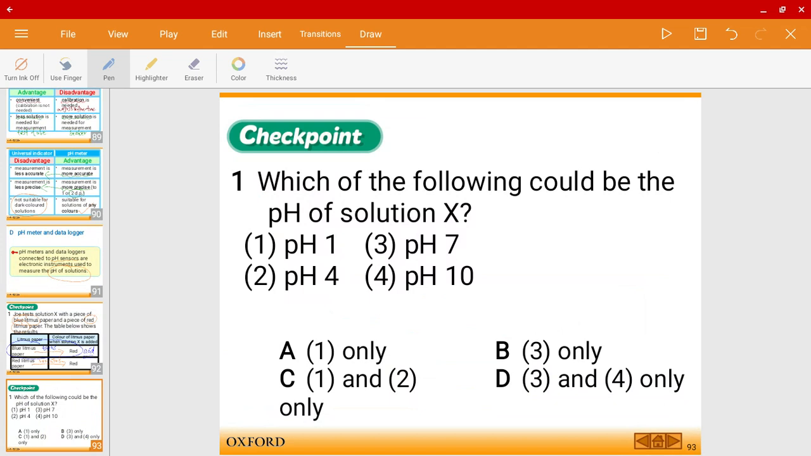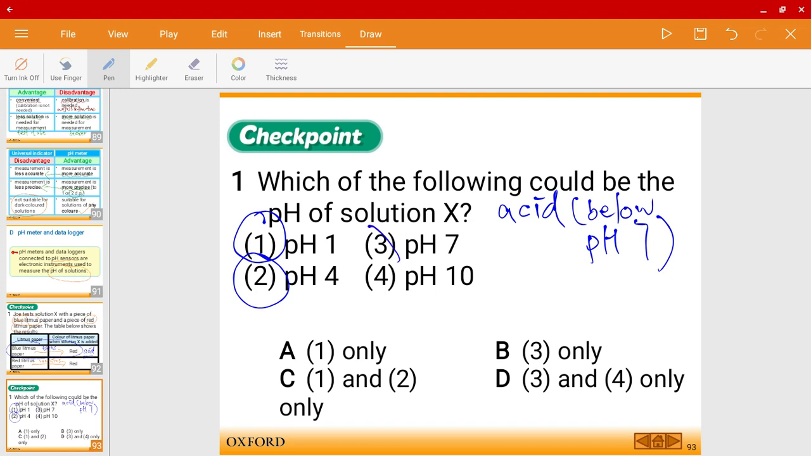Which of the following could be the pH of solution X? So we know solution X is an acid. So which of the following are the pH of an acid? Anything below pH 7. So in this case, number 1 is below pH 7. This is also pH 4, which is below pH 7. pH 7 we cannot, and pH 10 is too high. So the answer for this is C.